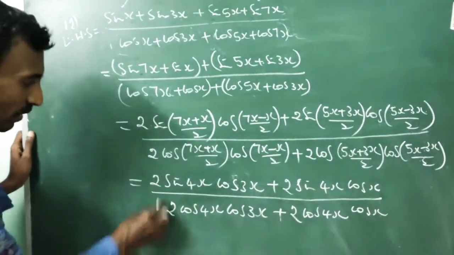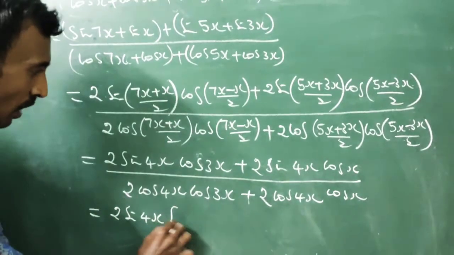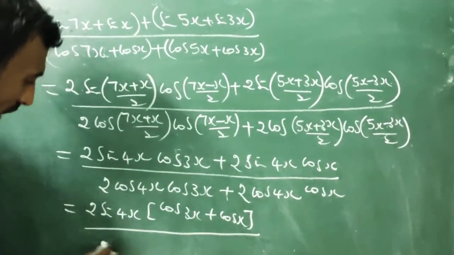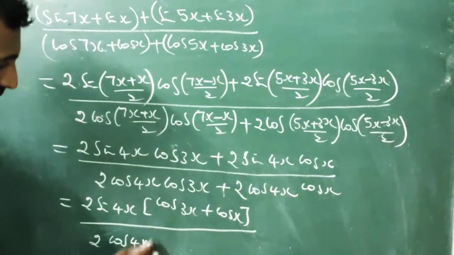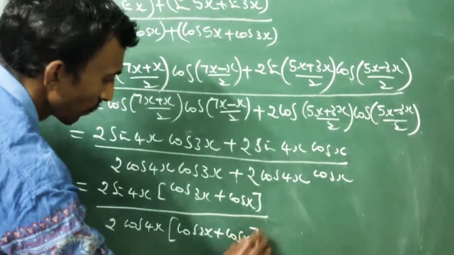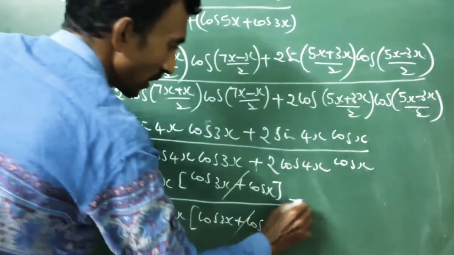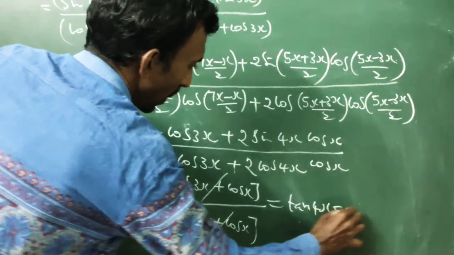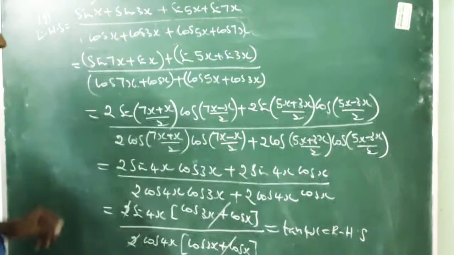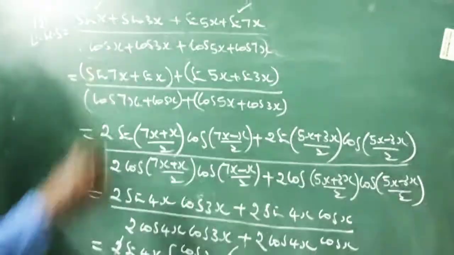So in the numerator we can take 2 sin 4x in common, remaining cos 3x plus cos x. Similarly, in the denominator we can take 2 cos 4x in common, remaining cos 3x plus cos x. So the 2 cancels, sin by cos is tan, so tan 4x, that is the RHS. Here you can combine as usual, but we won't get the right hand side in simple steps, so remember this combination.